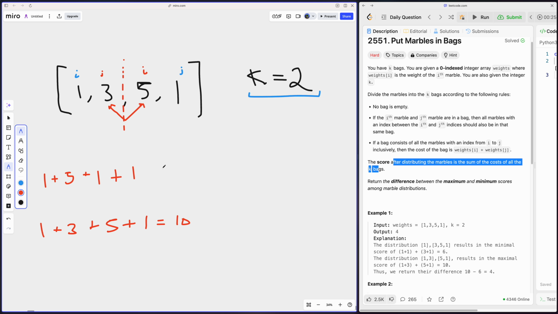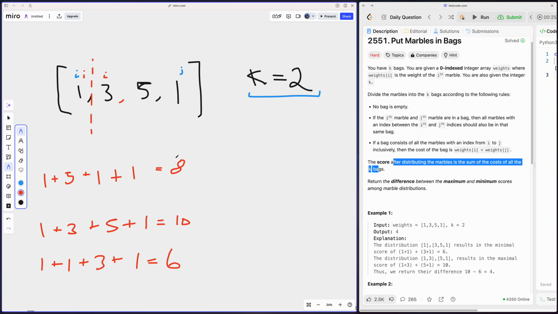Okay, this is 5, 6, 7, 8. That's 8. And then let's do one more split over here. This means this is the ij, this is the I, and that's the j. And that would look like 1 plus 1 plus 3 plus 1, which is 3, 4, 5, 6.